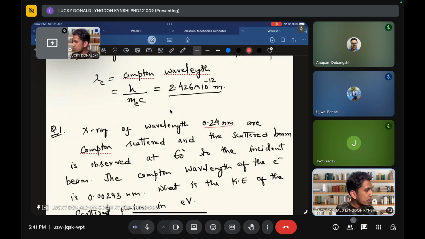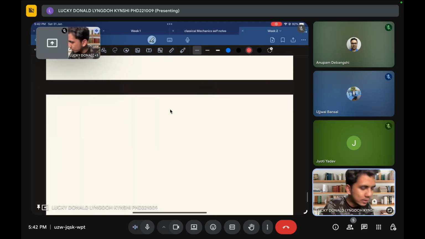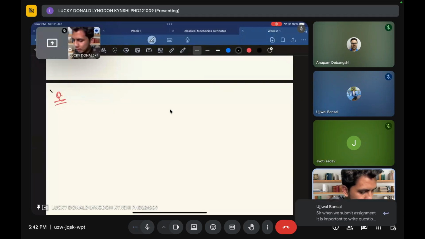Let me check if I have some more questions, one or two. Let me give you one more problem before we move ahead. The first question was related to your Compton effect. Now, before I move on, I also want to solve one problem related to the photoelectric effect. This is not there in the assignment, this is extra.